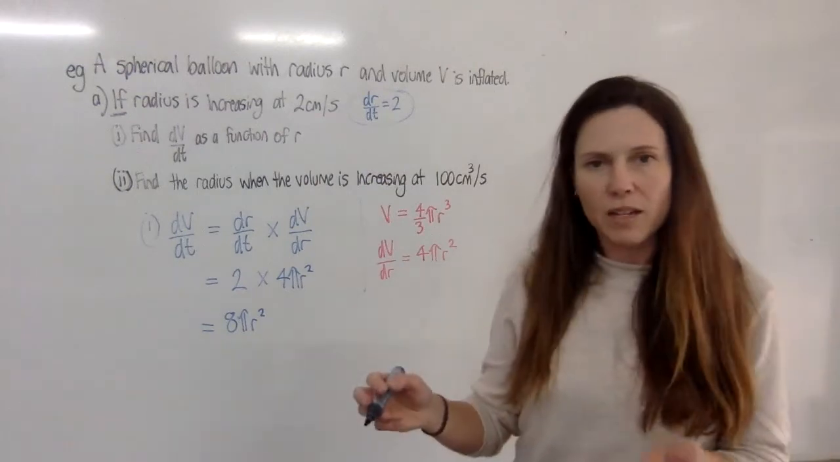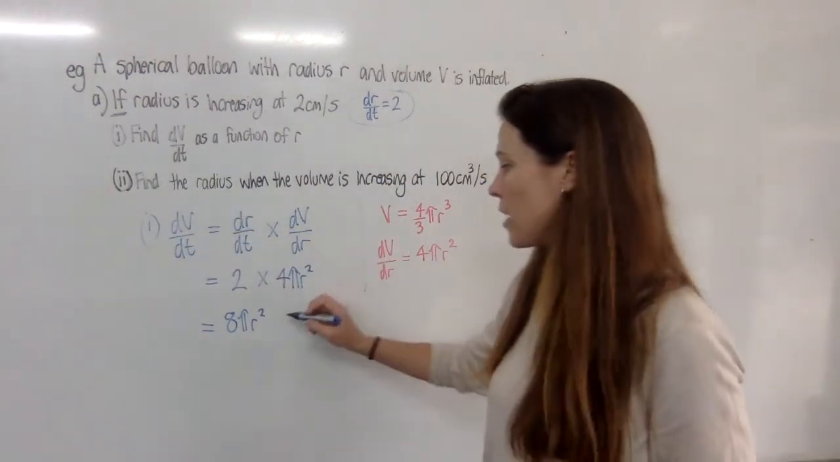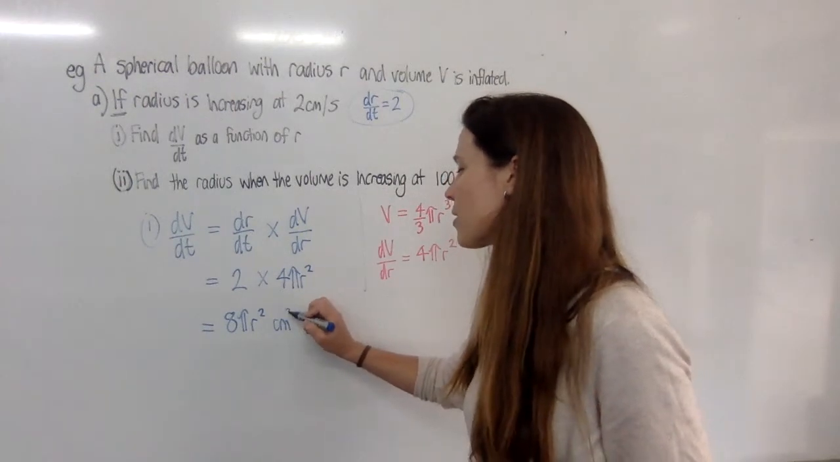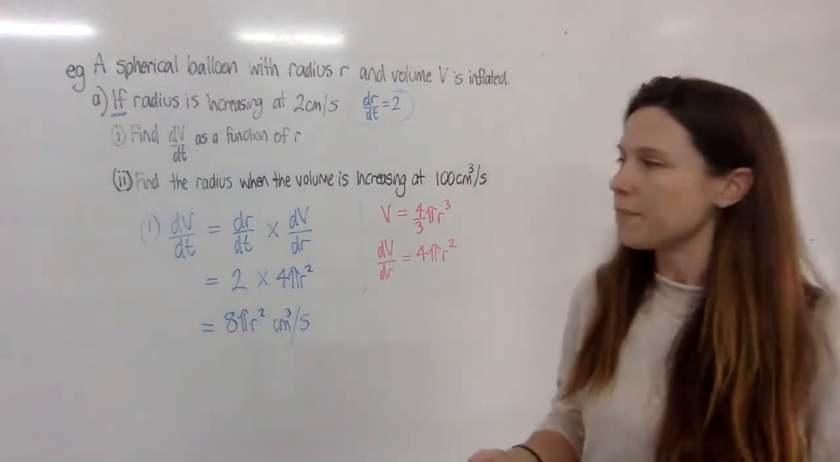Yes. Does it have any units? Not yet. Well, let's think. This is volume of a sphere. It's changing over time. So it's going to be in centimetres cubed, and it's going to be per second. So we can add that in.